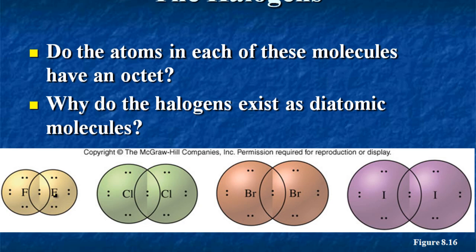So if you look at one of them, now they have, including the shared one, 8 around it. This one also has 8 around it. So existing as diatomic molecules makes them stronger because they have 8 around them now. That is why all the halogens will exist as diatomic molecules.